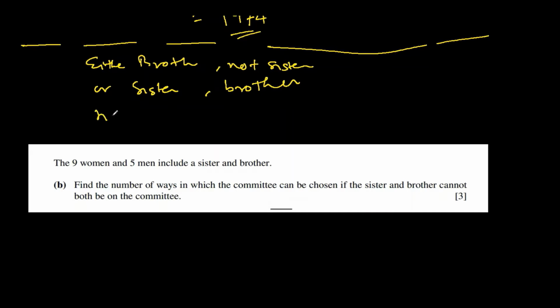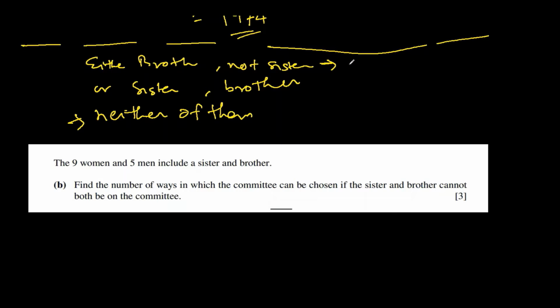And third option will be neither of them. These are the three possibilities, yes or no? They're saying the sister and brother cannot be both on the committee. So there's also a possibility that none of them is in the committee. All right. So let's look at this one first.